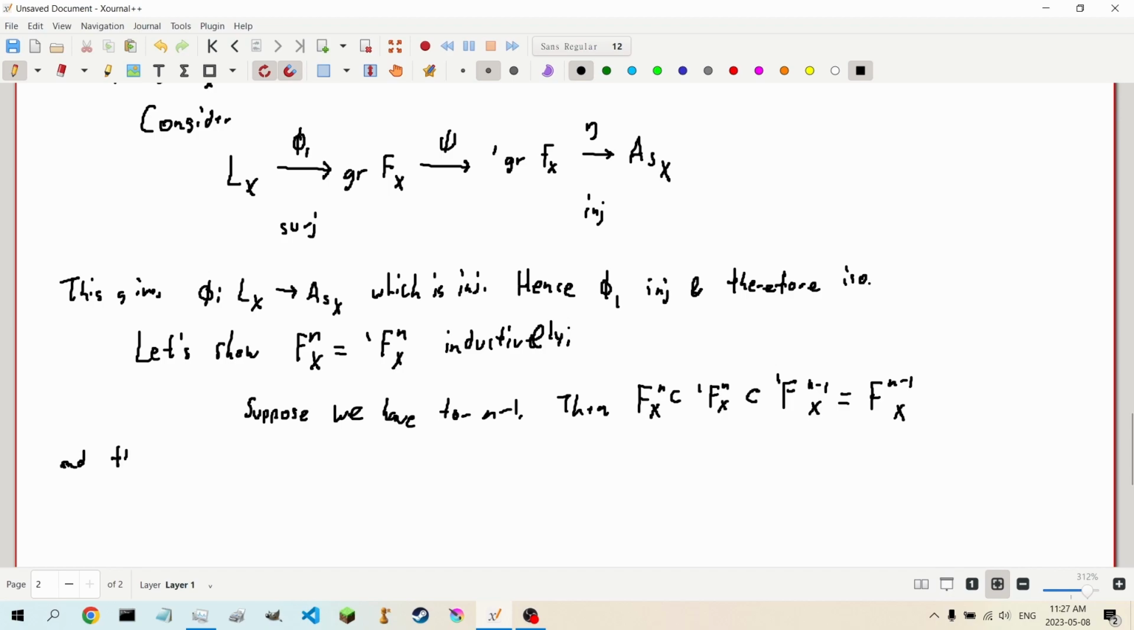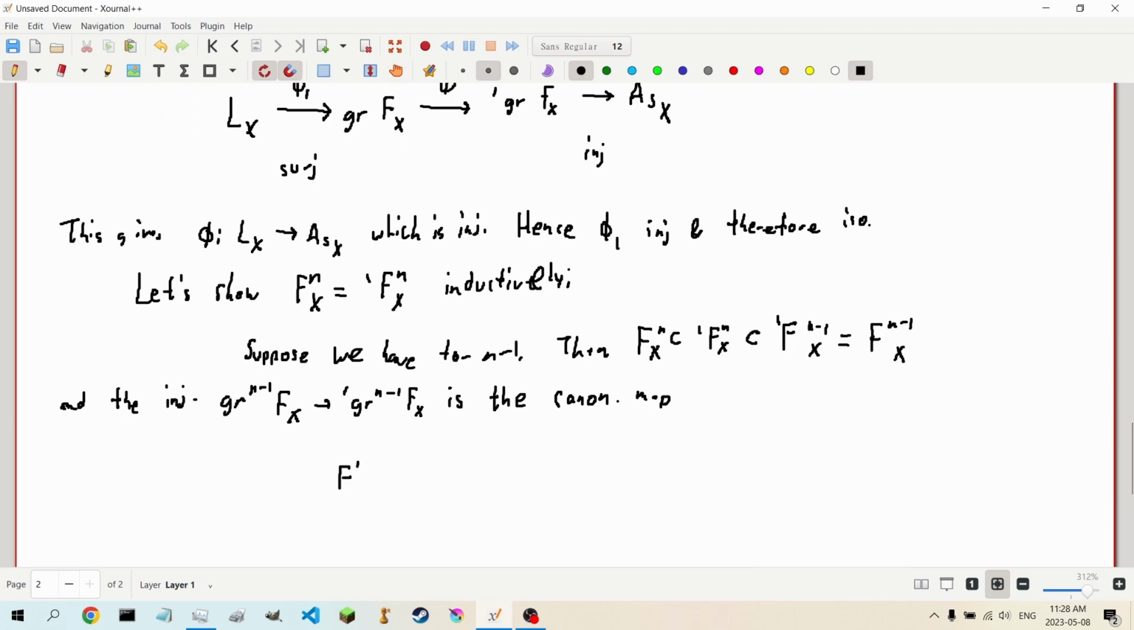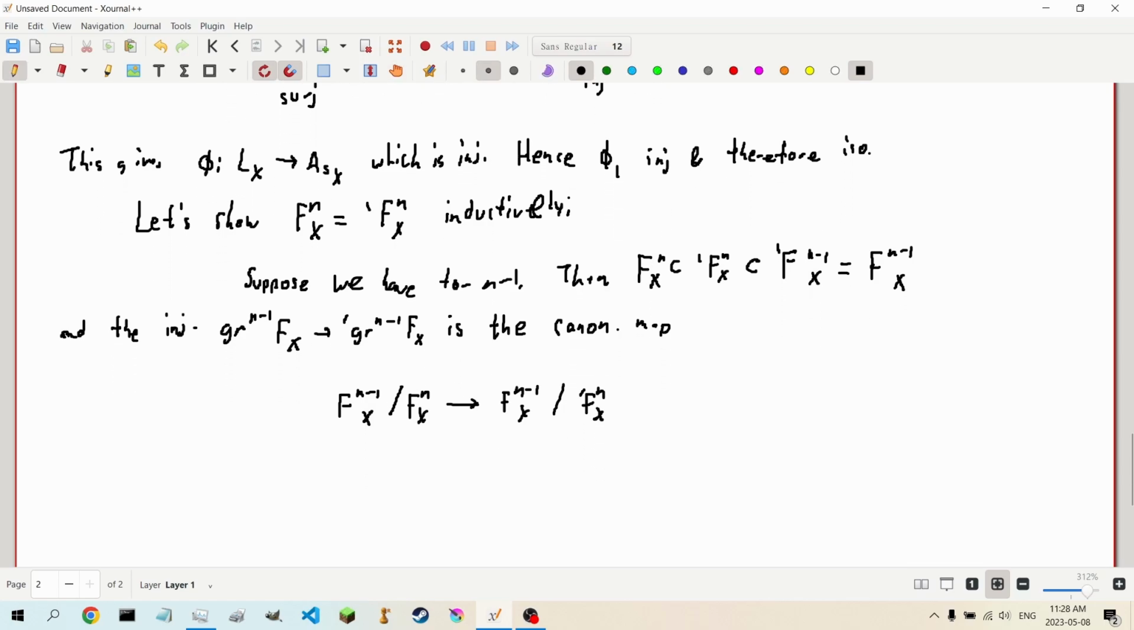And the injection of the (n-1)th grade of F(X) into its prime version is the canonical map of F_{n-1}(X) over F_n(X) to F_{n-1}(X) over F_n'(X), which by its injectivity gives us F_n(X) is equal to F_n'(X).